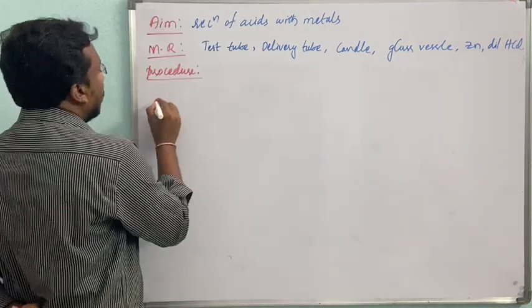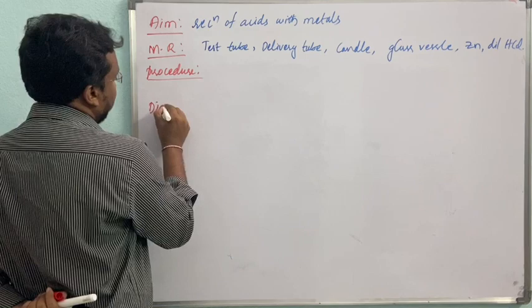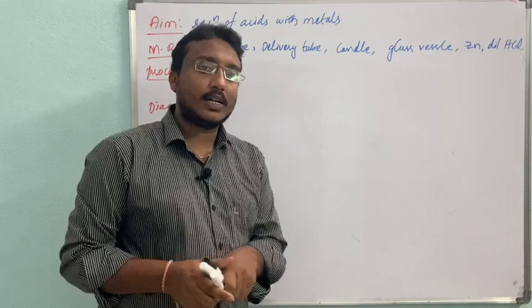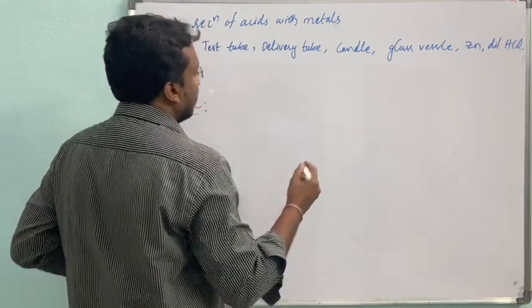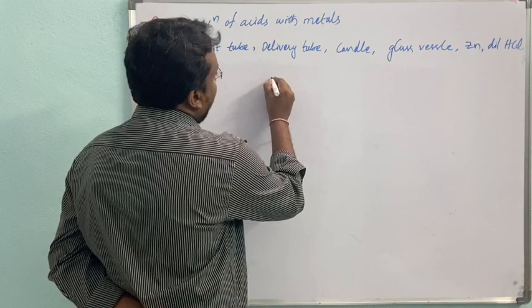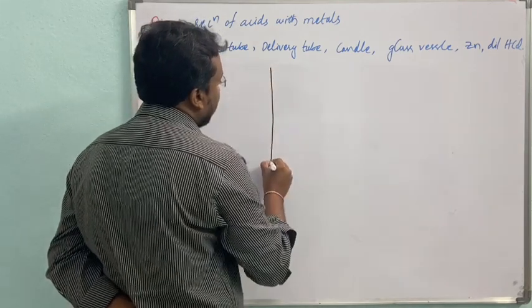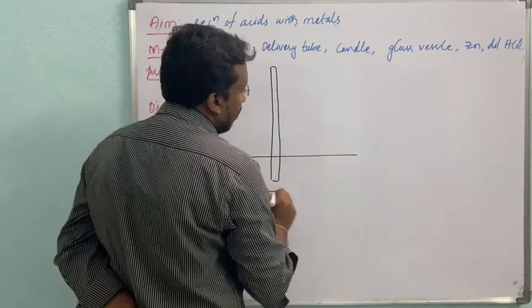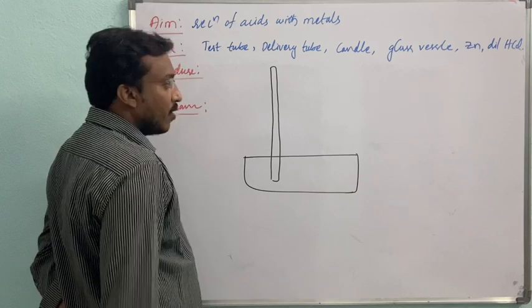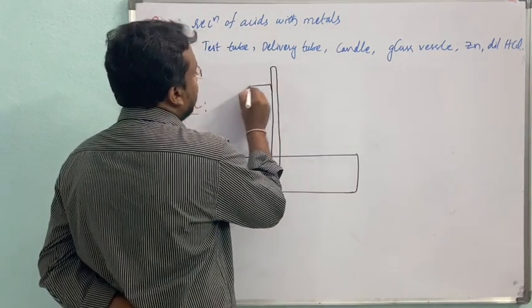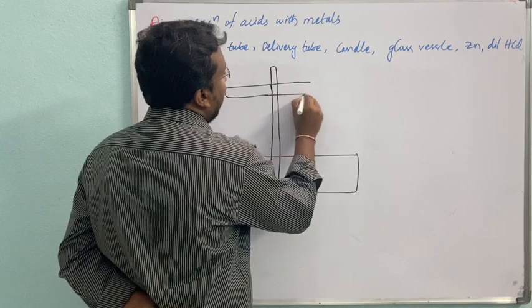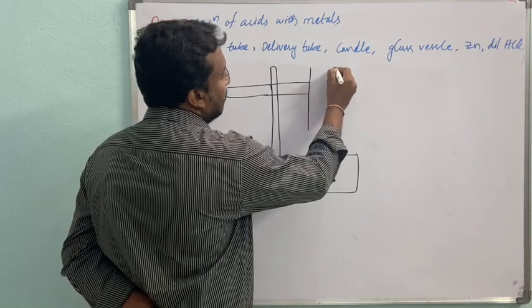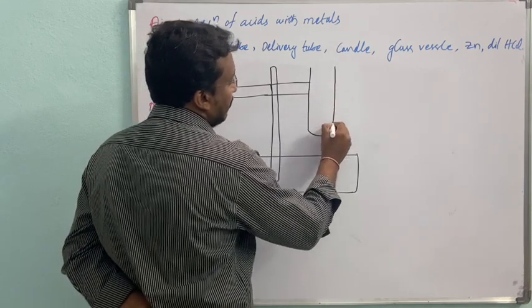Right, after the procedure, we have to draw the diagram. It is a very important activity, right? While explaining the procedure, I will draw the diagram also. Take a retort stand. This is a retort stand to hold the test tube. And fix the test tube. This is the test tube. Fix the test tube to the retort stand.